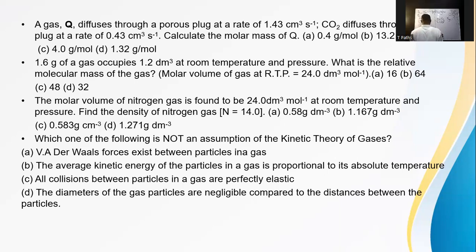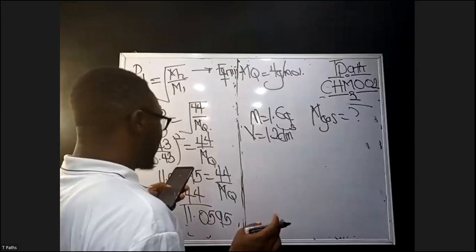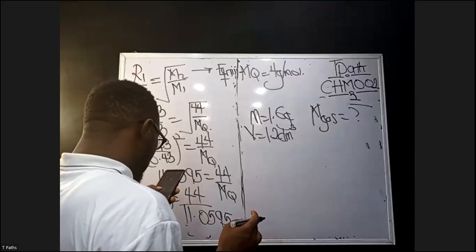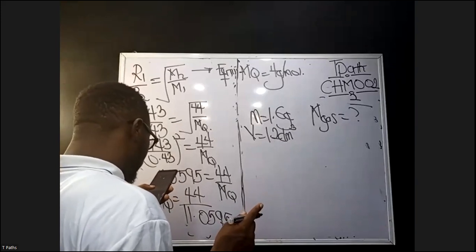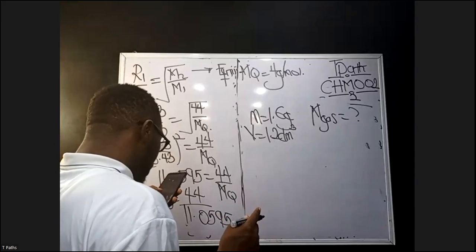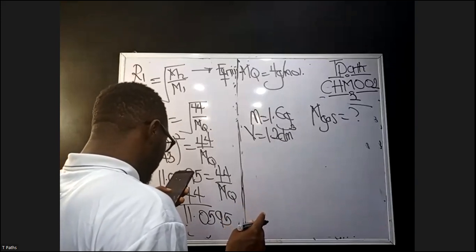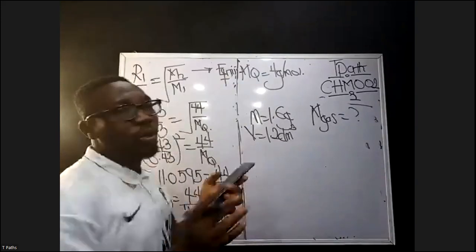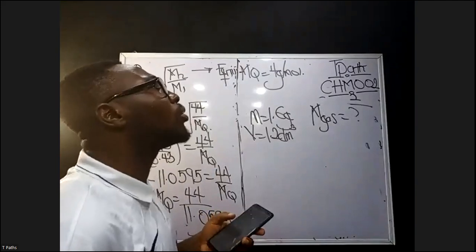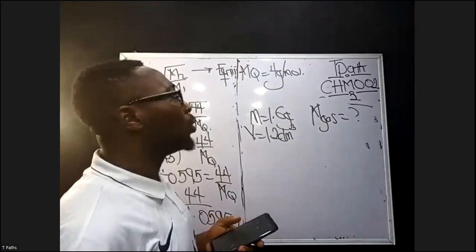Now, this is a very funny question, so we can look at it from a different angle. 1.6 grams of the gas occupies 1.2 dm³ at room temperature and pressure. What is the relative molecular mass of the gas? We don't know it, but you can recall your molar relationship.